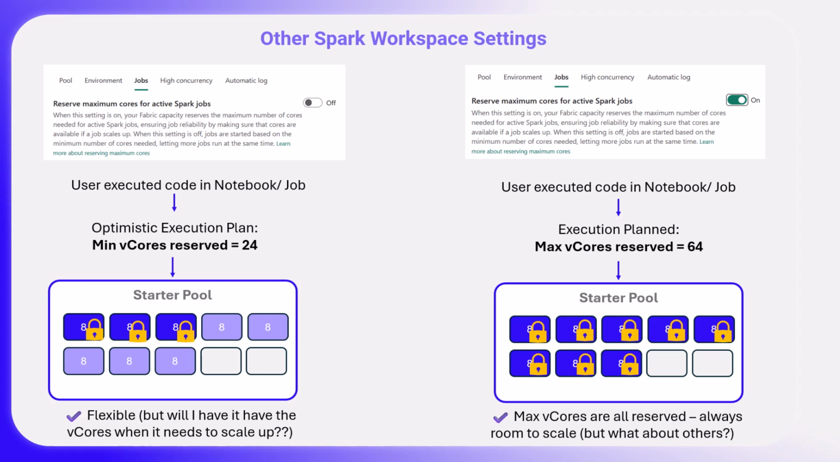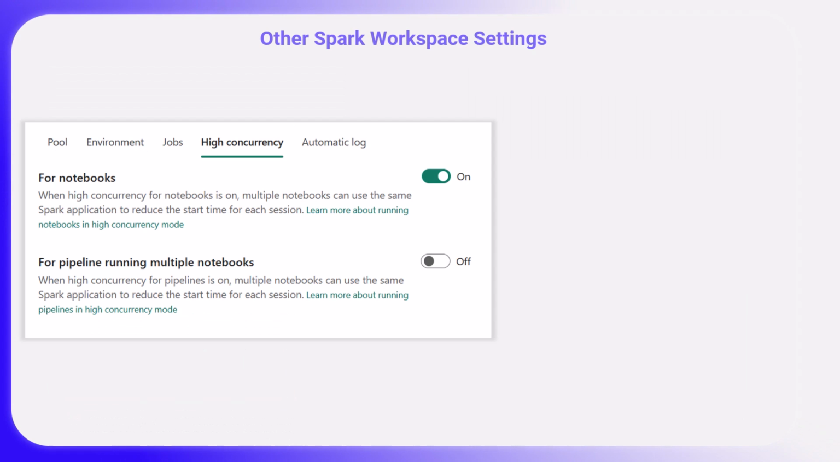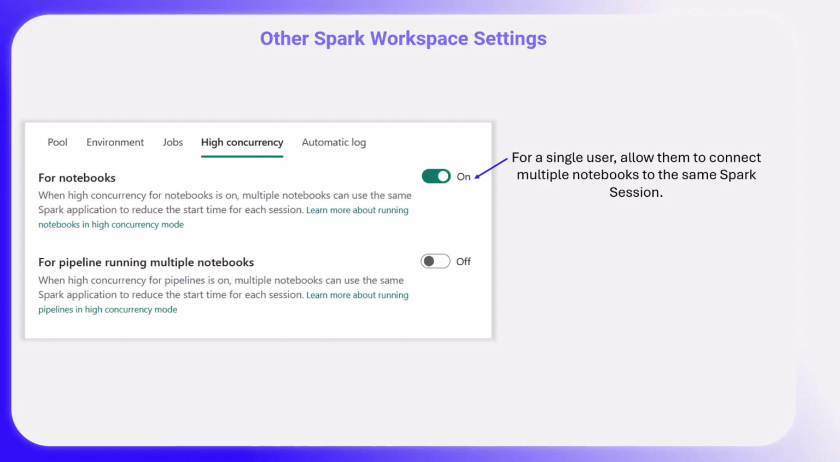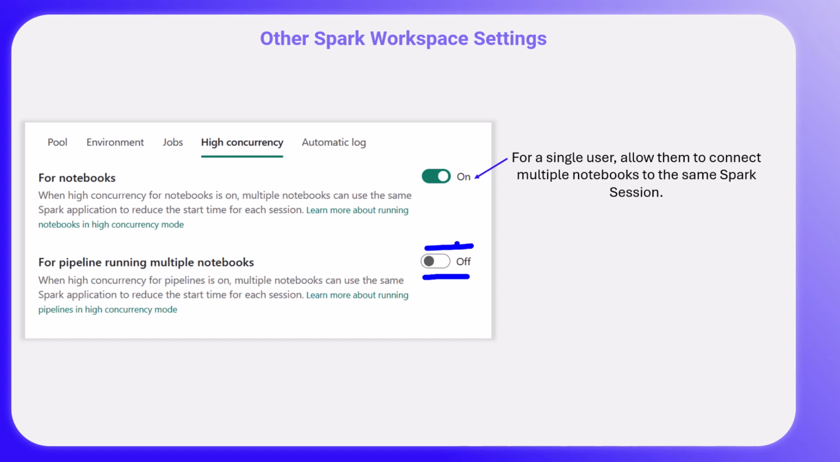So it's good for this job, but it's bad for other jobs. We've also got the high concurrency tab. Concurrency in this context, we're referring to the single user using the same Spark session with multiple notebooks, right? So you can allow users in your workspace to do this. The second option down here is to do the same, but for pipeline runs, right?